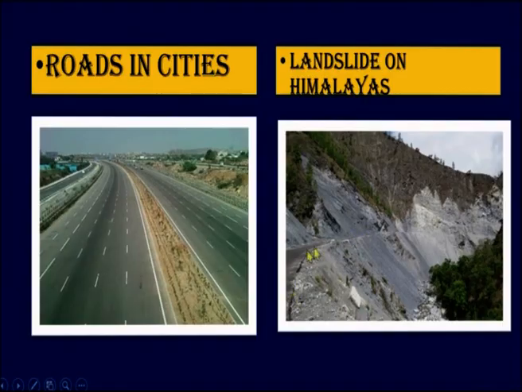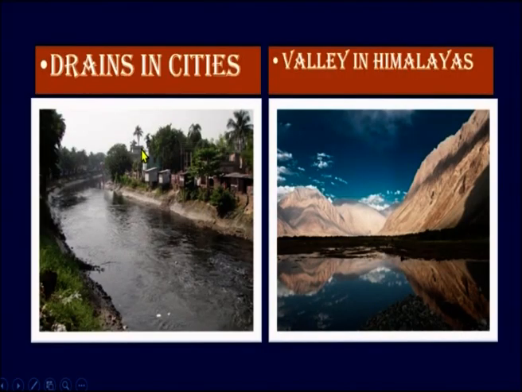Here you can see the road. So, how is it, children? Yes, it is very slopey. It is very slippery, isn't it? Then look at the drains in cities, the flow of water. And this is the valley in the Himalayas. So, what are all these? They are the geographic spaces where we live in, isn't it?